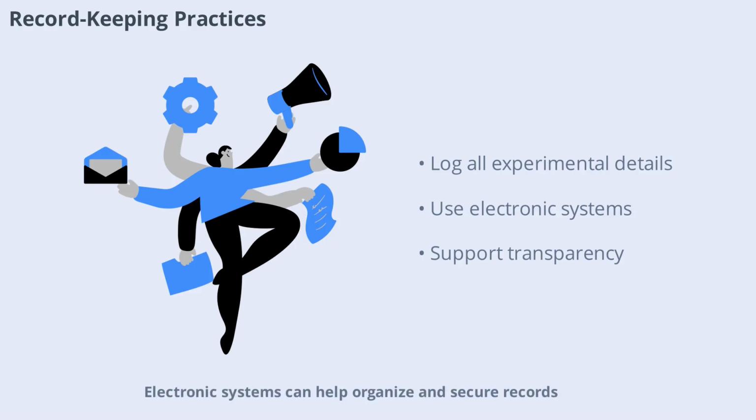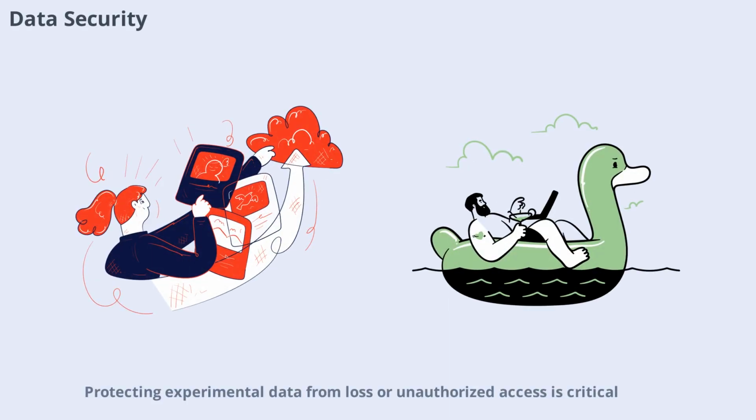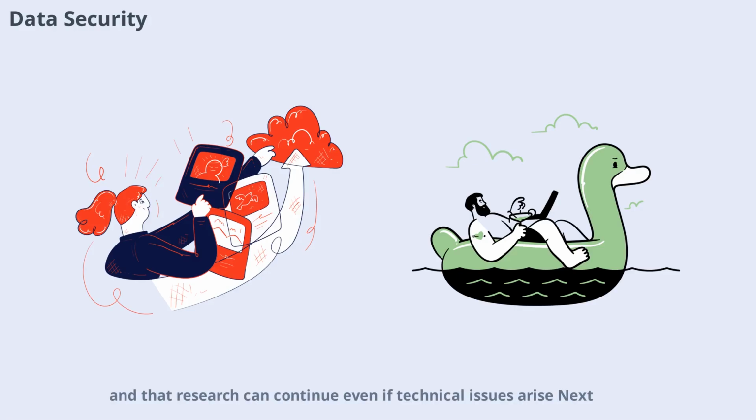Electronic systems can help organize and secure records. Good record keeping supports transparency and reproducibility. Next, we'll discuss the importance of data security in experimental research. Protecting experimental data from loss or unauthorized access is critical. Data security measures include regular backups, password protection, and restricted access. Secure data storage ensures that sensitive information remains confidential and that research can continue even if technical issues arise.